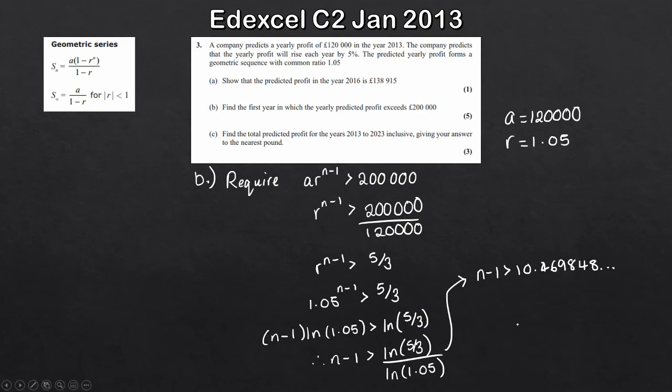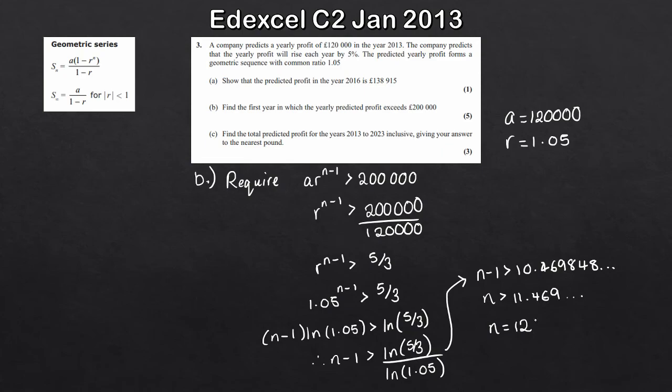Now we just want n, because once we've got n, we then know the first year in which the profit will exceed 200,000. So I need to add 1 first to both sides, so n is larger than 11.469, and so on. So at this stage here, just like the last one, we're partway through the 11th year, so it won't be the 11th year, but in that case it would have to be the 12th year. So n equals 12. So that's the 12th year.